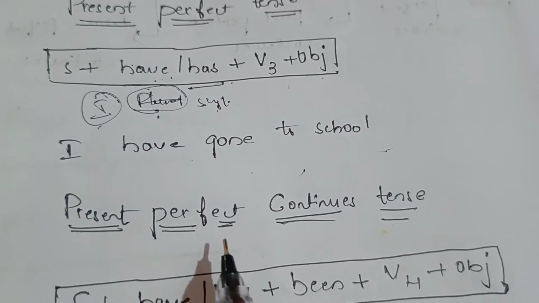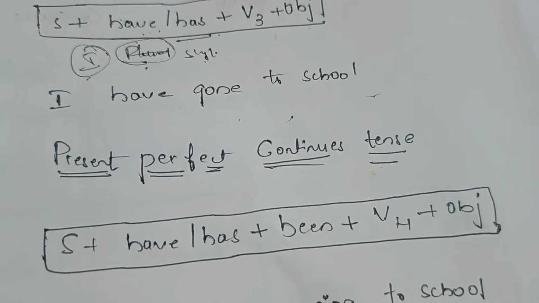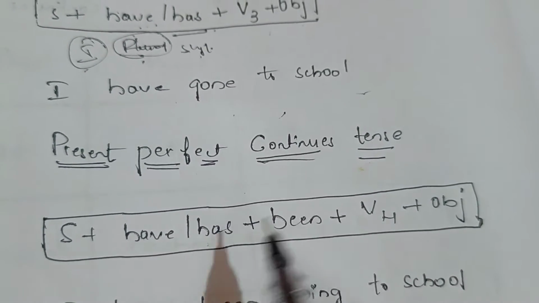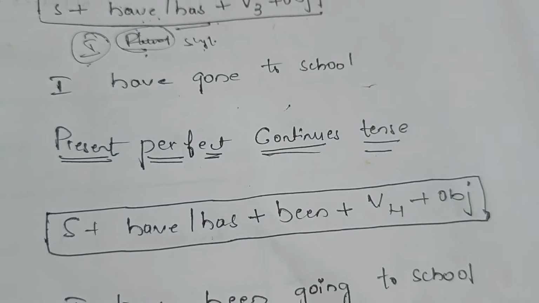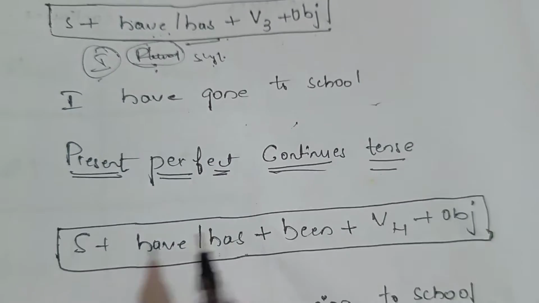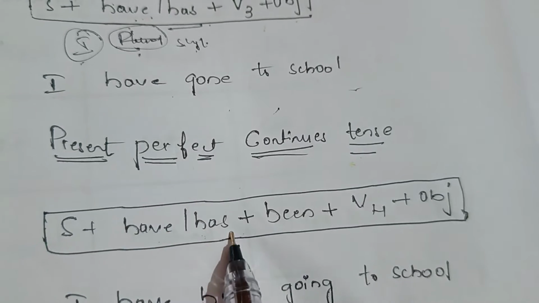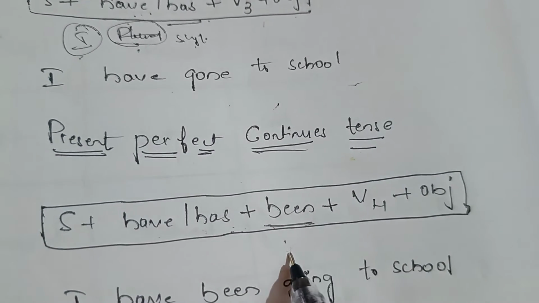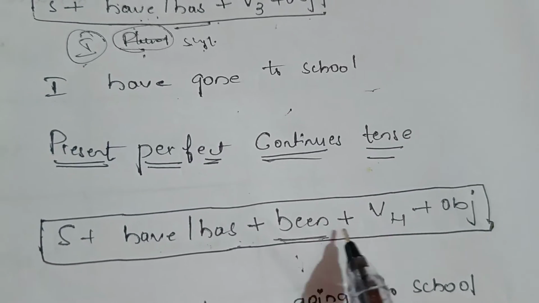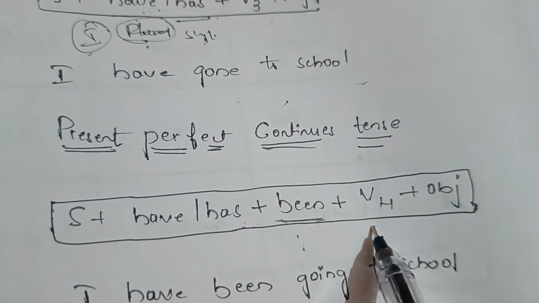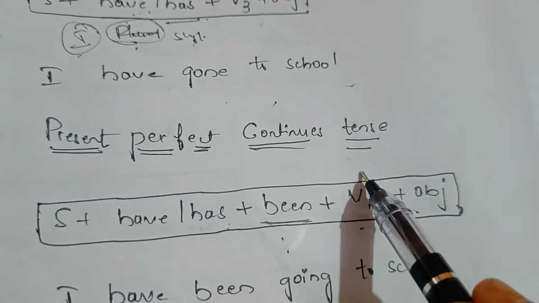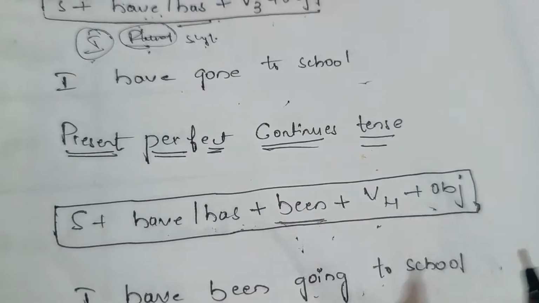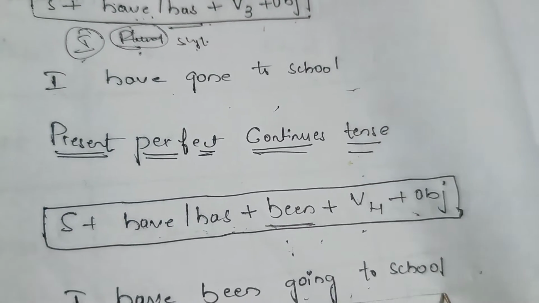Next, present perfect continuous tense. The formula is subject plus have or has plus been plus V4 plus object. As have or has carries the V3 form, we give the V3 form here as been. Been is a V3 form. Then, since it is continuous, we give V4 and the object. The same example would be: I have been going to school.